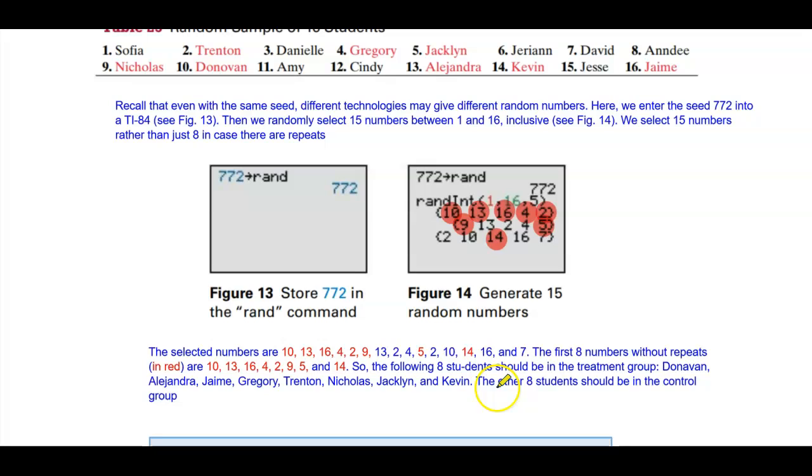So the following 8 students should be in the treatment group: Donovan, Alejandra, Jaime, Gregory, Trenton, Nicholas, Jacqueline, and Kevin. And the other 8 students should be in the control group.